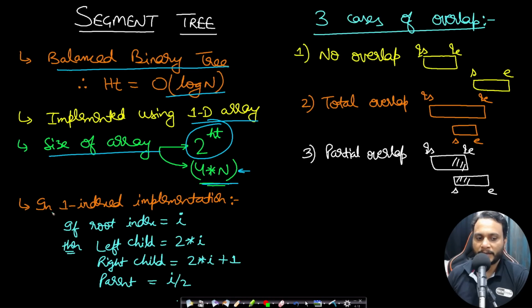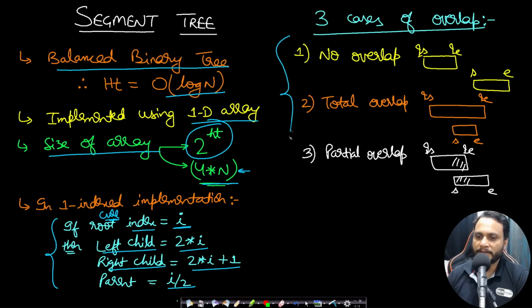Now in one indexed implementation, which I had already shown in my construction video of segment tree, if your root index is, let's say, i, where root means any current node index, then its left child will be at 2i and the right child will be at 2i plus 1, and its parent will be at i by 2.